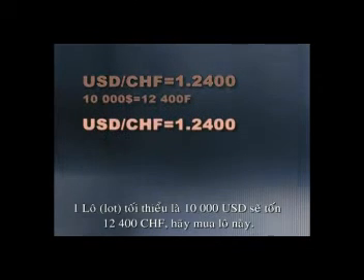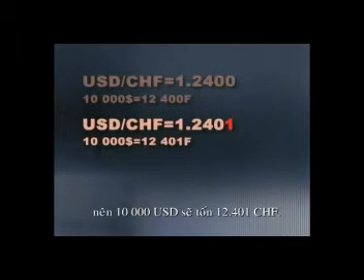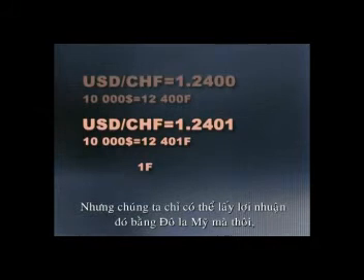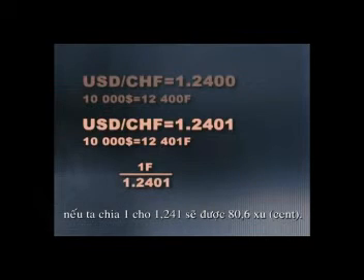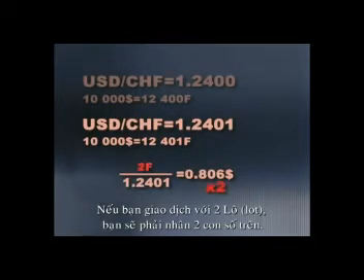Let's buy this lot. Then the price changes by 1 point to 1.2401. $10,000 at the new price now costs 12,401 Swiss francs. We've made some money, 1 Swiss franc. Every little helps, but we can only take our profit in American dollars. If we divide 1 by 1.2401, we get 80.6 cents. This is the cost of 1 Swiss franc point. If you were working with 2 lots, you would have to multiply this number by 2.